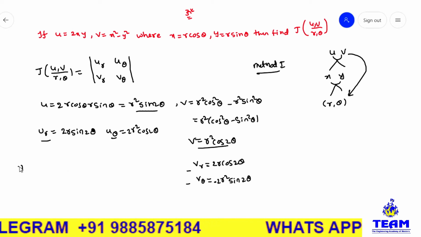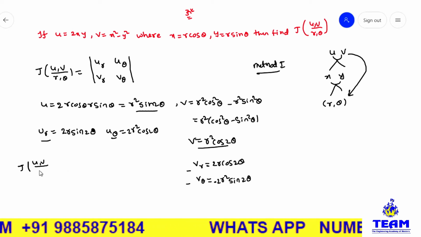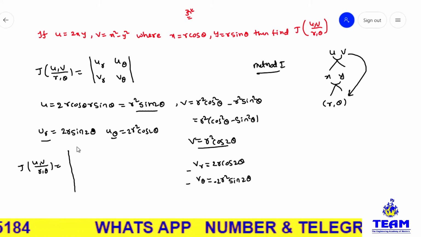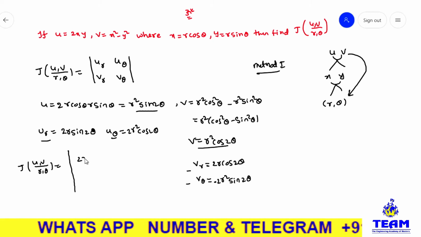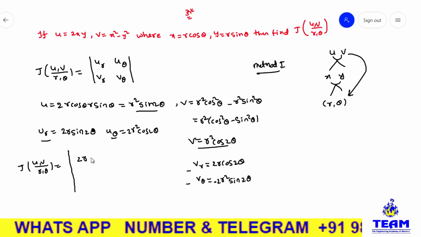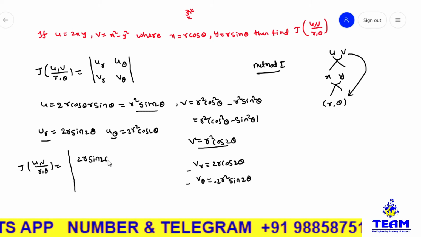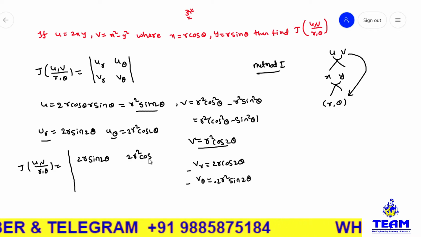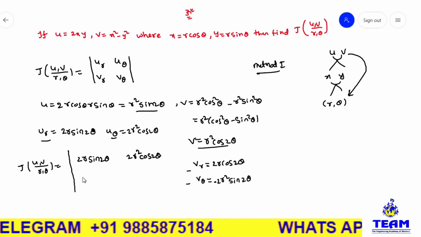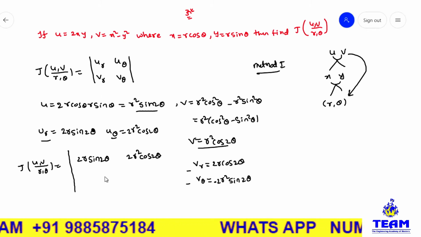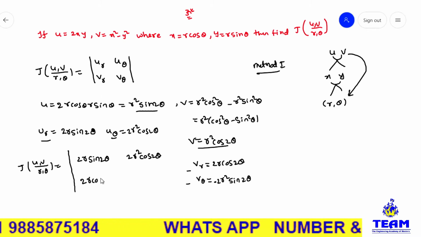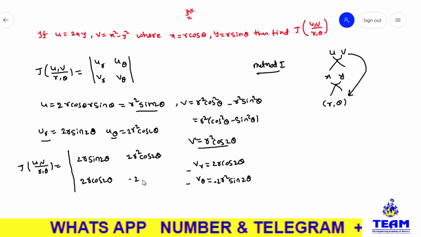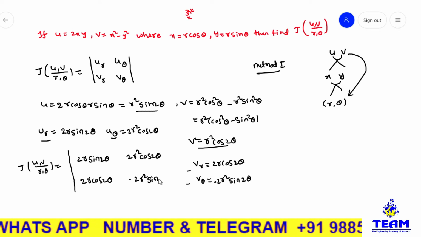Then the Jacobian of u, v with respect to r, theta is equal to the determinant of, write down what is u_r. u_r is equal to 2r into sin 2 theta. Okay. Next, u_theta is 2r square into cos 2 theta. Next v_r. What is the v_r I have? 2r cos 2 theta. Next v_theta. v_theta is minus 2r square sin 2 theta.